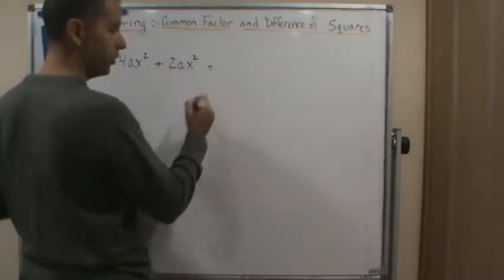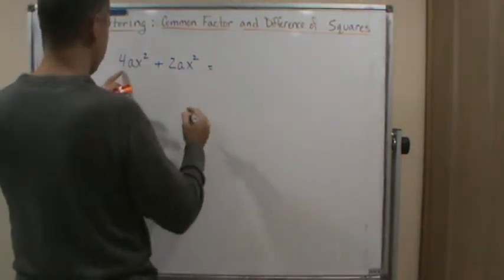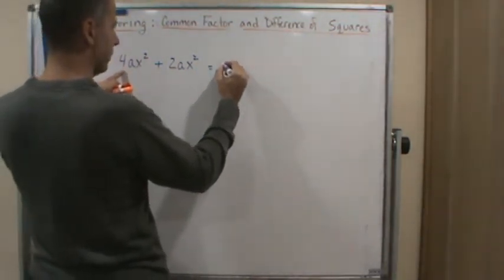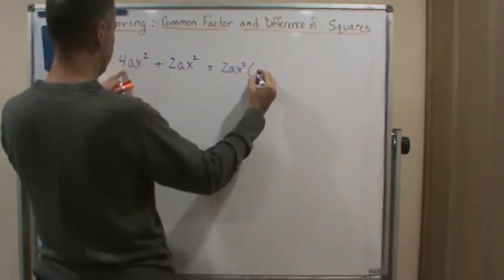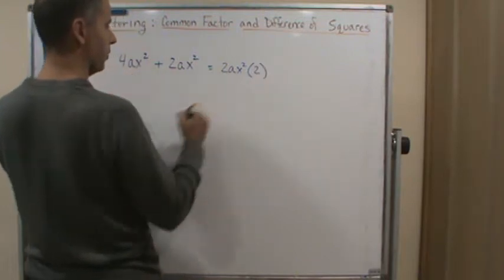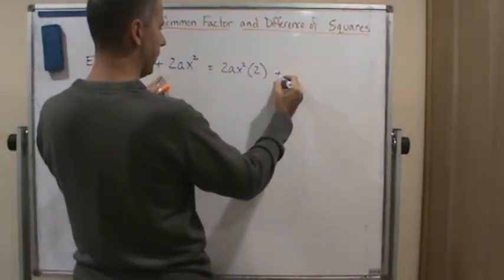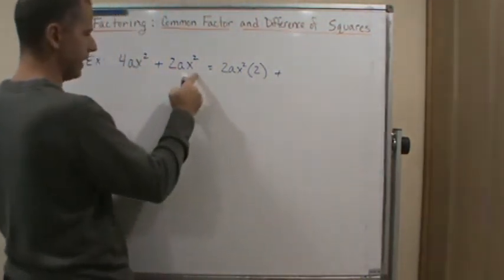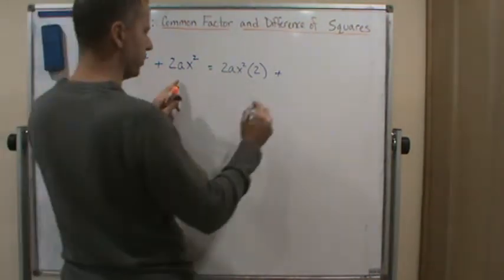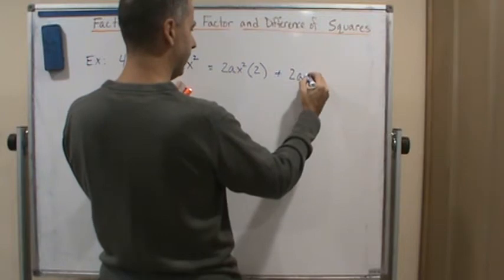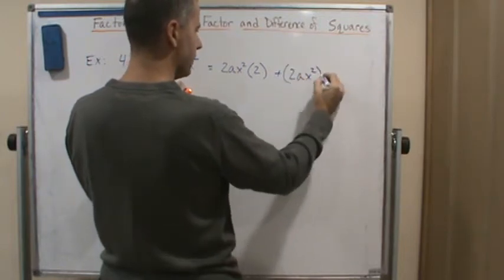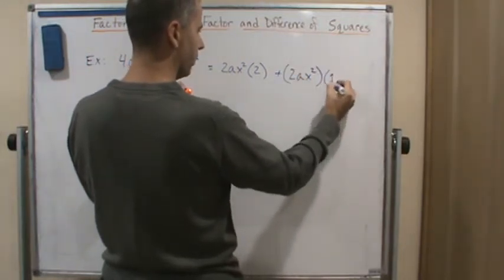So again, we're going to use the intermediate step, and we're going to write this as 2ax squared times 2, plus, now how can we write this as a factor? Well, watch. We can write this as 2ax squared times 1.